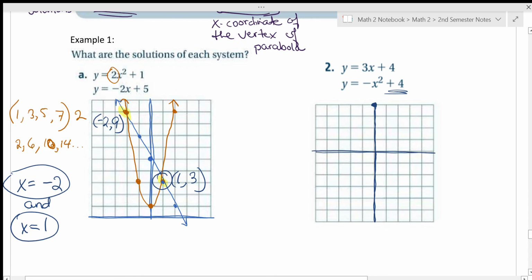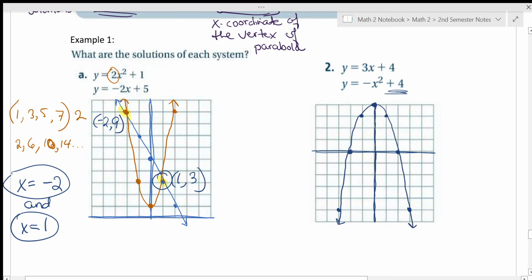Okay, so I'm going to go ahead and graph my parabola first. So I start at 0, 4, and then I'm going down at the normal pattern. So down 1, then down 1, 2, 3, then down 1, 2, 3, 4, 5, and mirrored. So again, that's our normal pattern is 1, 3, 5, 7.